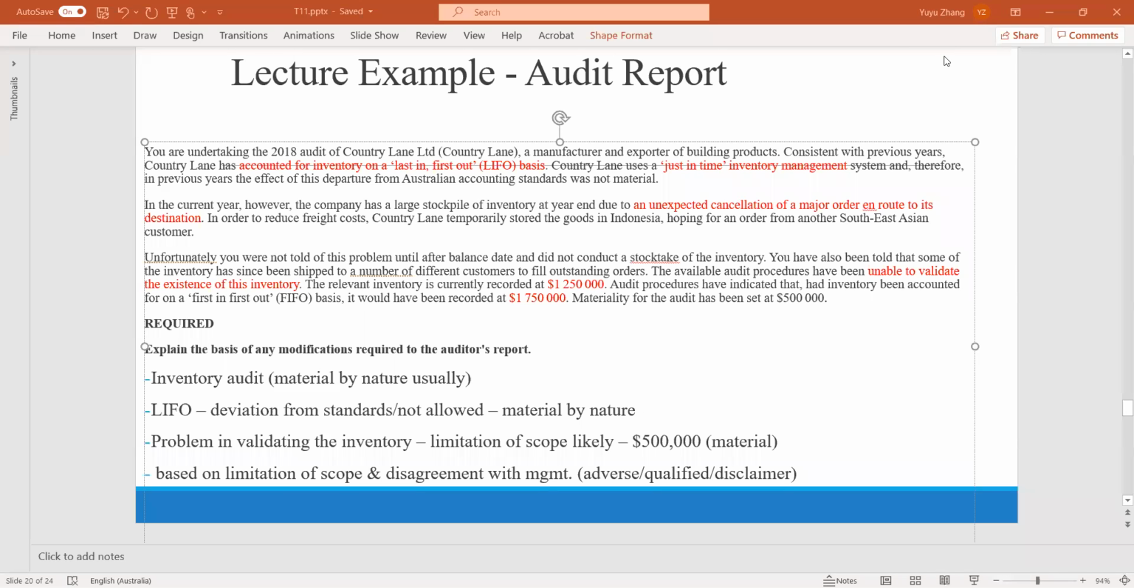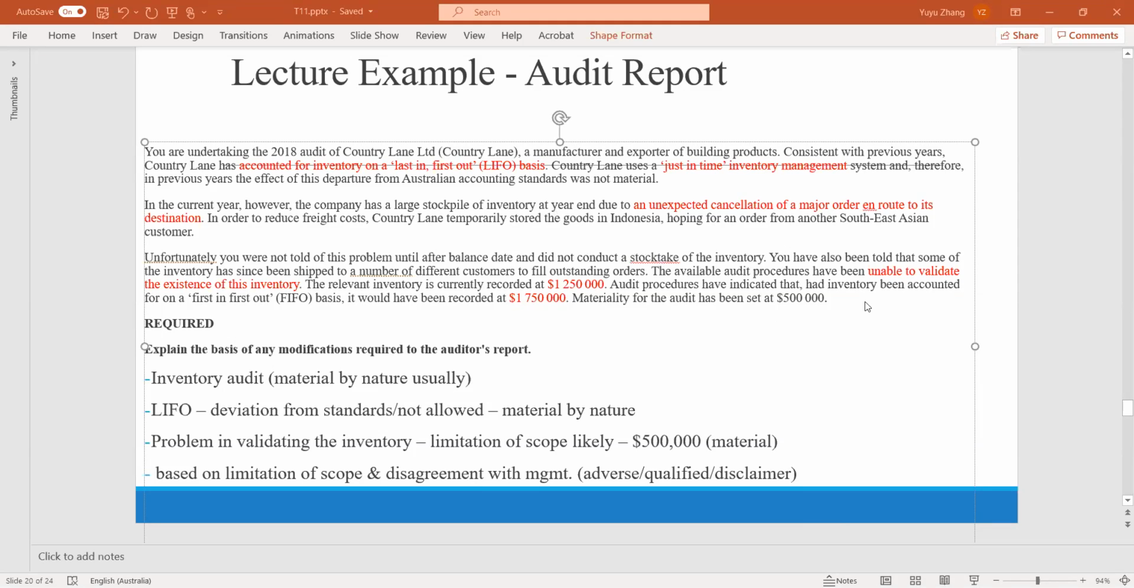So let's see. Okay, so the materiality has been set at 500,000. So yearly that is maybe 1% of the total assets, 3% or 5% of the total profit. So it just reached the materiality threshold. So it is material, but by number, it is not likely to be pervasive, right? And also, it is about the inventory account. It's not the whole financial statement. It's only one part of the account of the financial statement.